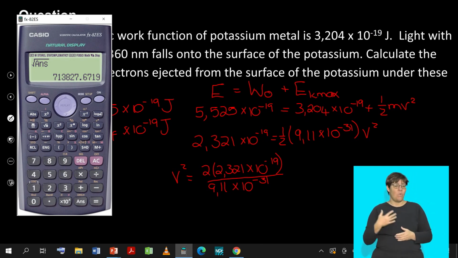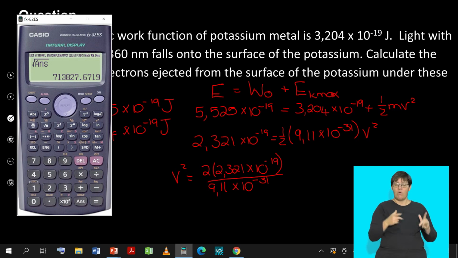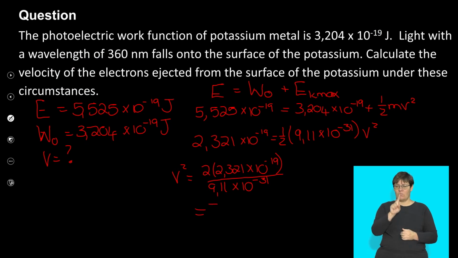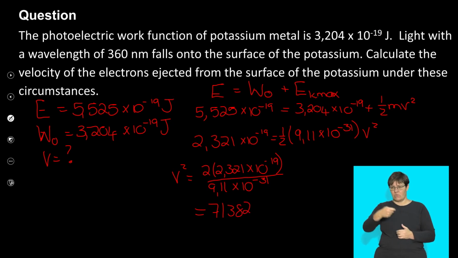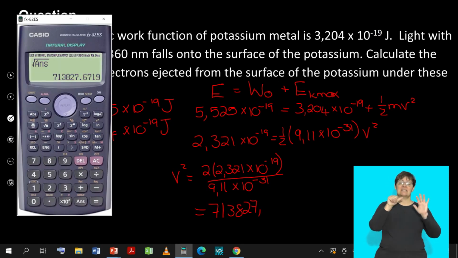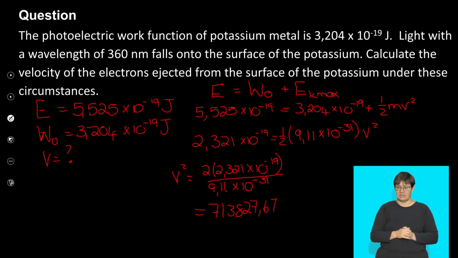What I want to do is put this into scientific notation. All your calculators can do that, so it's shift or not. This calculator can't. We'll just leave it as it is then, because that button isn't working. So it's 713827. Oh, that's a big number to remember. 713827.67. That's v, in meters per second.